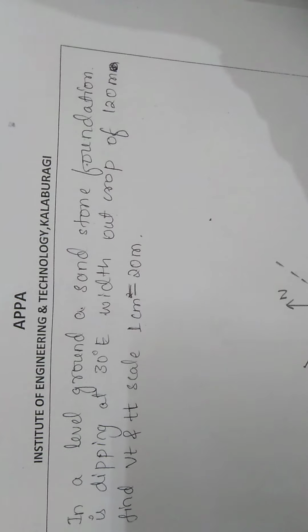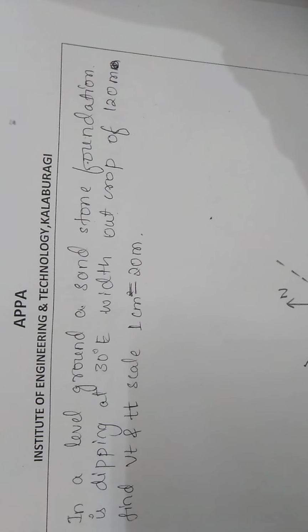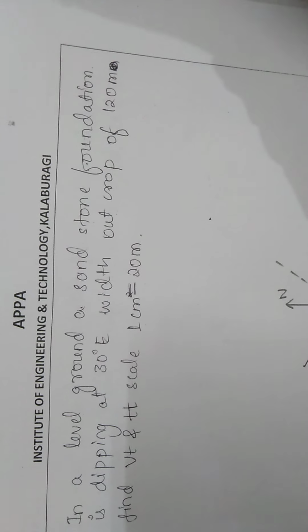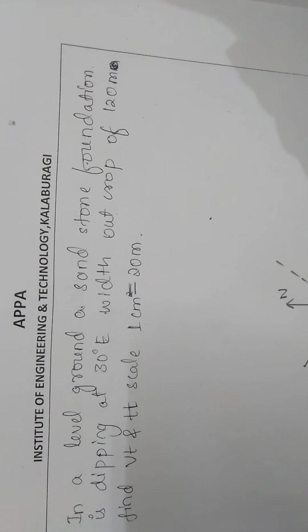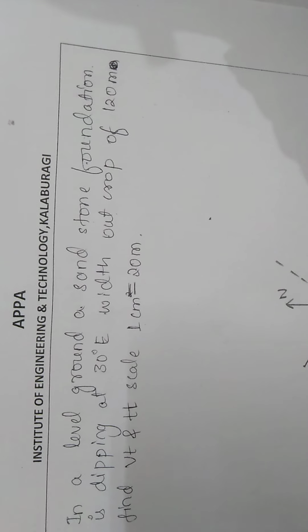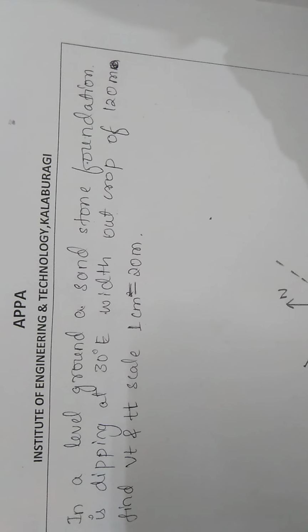The scale given is 1 centimeter equals 20 meters. On level ground, a sandstone formation is dipping at 30 degrees east. The stone is dipping in the east direction at about 30 degrees, and the width of the outcrop is 120 meters. So now you make the scale of 1 centimeter equal to 20 meters.